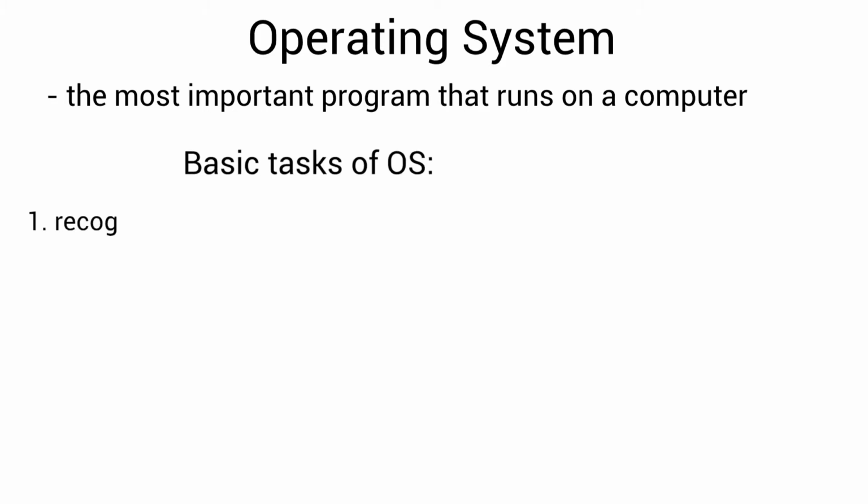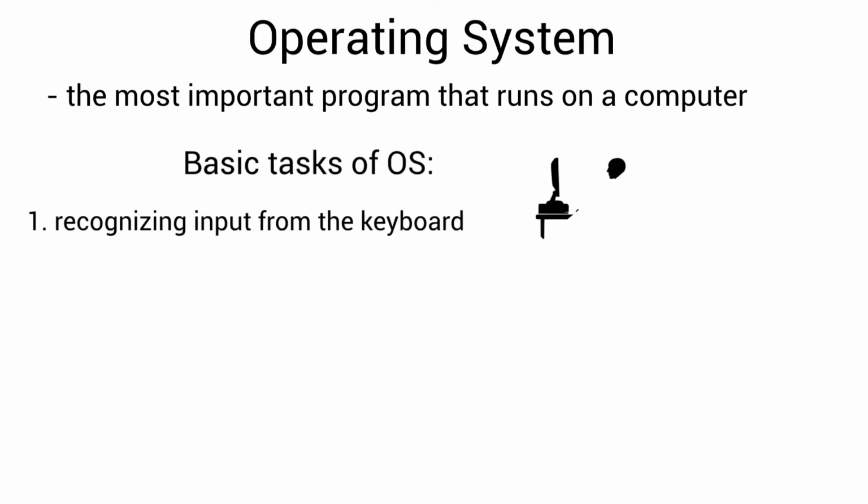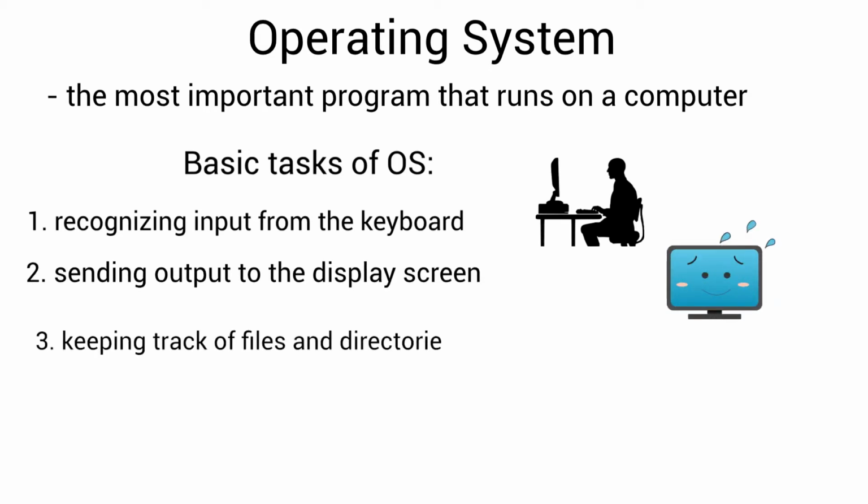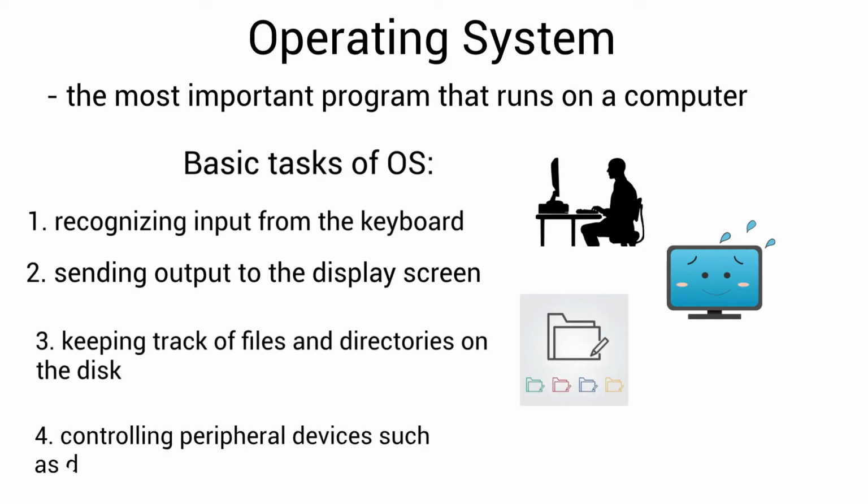Operating system. The operating system is the most important program that runs a computer. Operating systems perform basic tasks such as recognizing input from the keyboard, sending output to the display screen, keeping track of files and directories on the disk, and controlling peripheral devices such as disk drives and printers.